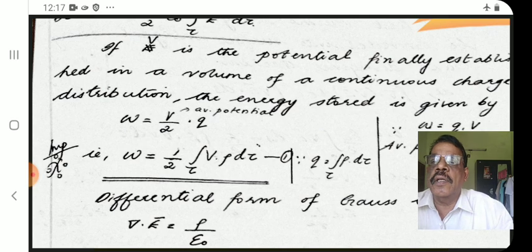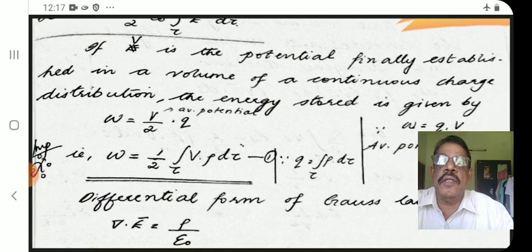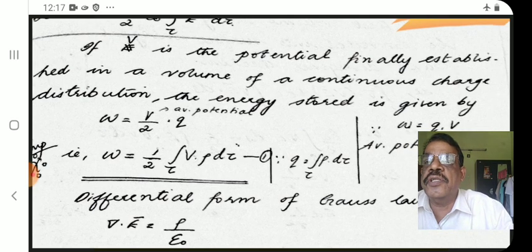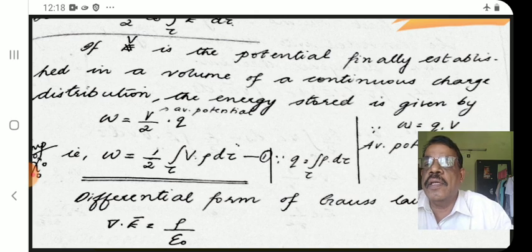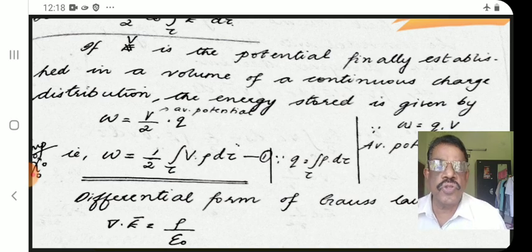And look here, if V is the potential finally established in a volume of a continuous charge distribution, the energy stored in it is given by W is equal to V by 2 into Q. You know work done is VQ, but when potential gradually increases from 0 to V, we have to take the average value. Average value is V by 2 for potential. So work done is V by 2 into Q.